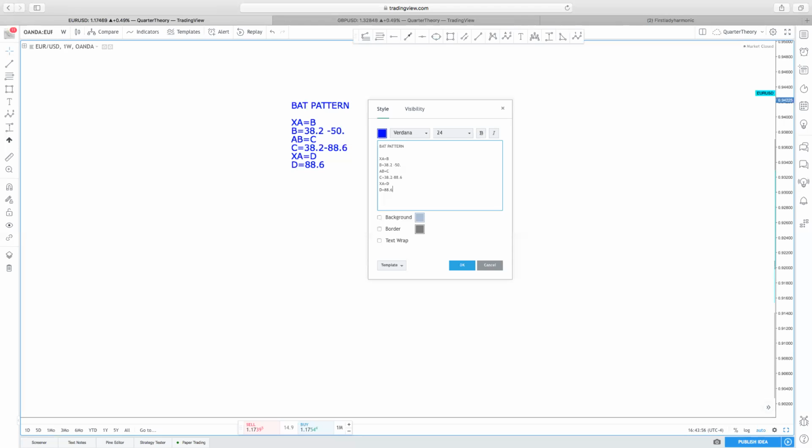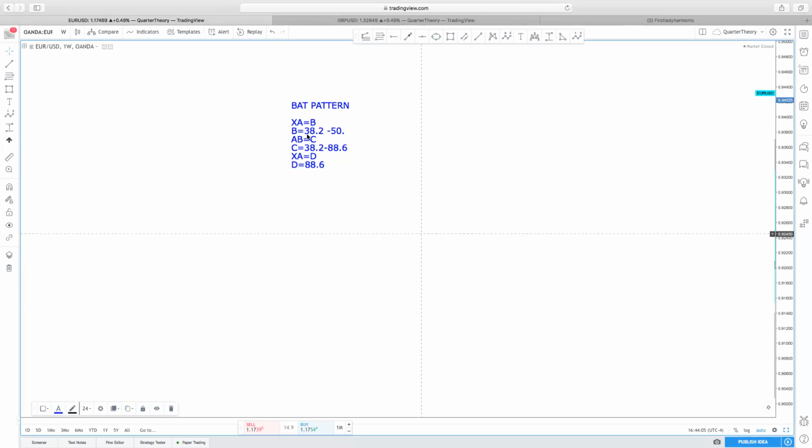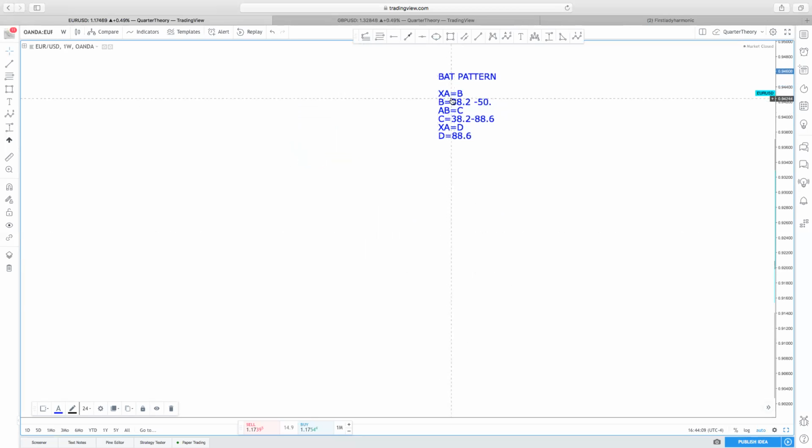So this is how I understand it in my head, and this is how I write it down. Some people may be a little bit more visual. I'm going to show you the visual aspects of it in a second. But this right here is your bat pattern. XA equals B. Your B can be a 38.2 to a 50%. Your AB equals your C. Your C can be anywhere from a 38.2 to an 88.6. Now we're looking for the D, the completion leg, and we measure it from your XA, which will give you your D as well. And your D should equal an 88.6.